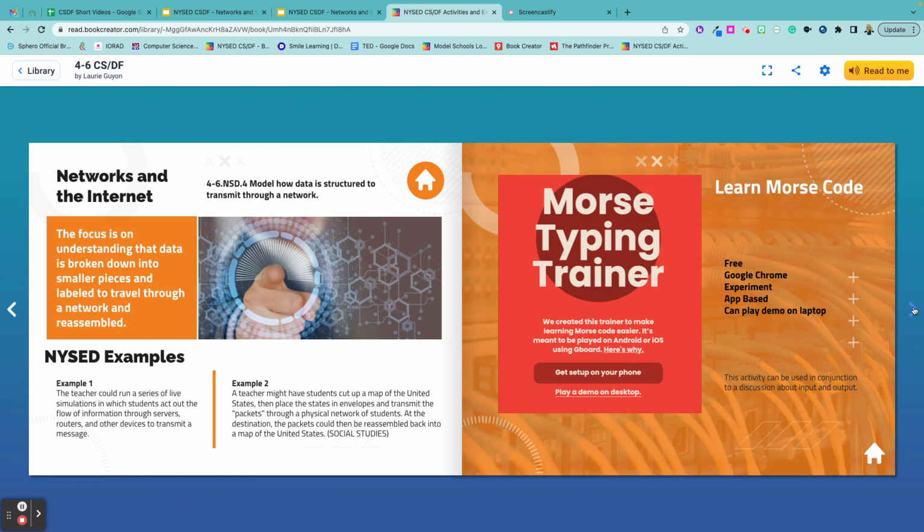For networks and the internet, number 4, we're talking about modeling how data is structured and transmitted through a network. So we're thinking about how it's broken down into different parts. Here you can talk about, thinking about how we transfer data, how data can be used. You can teach them Morse code or something along those lines to think about how data can move in different ways.